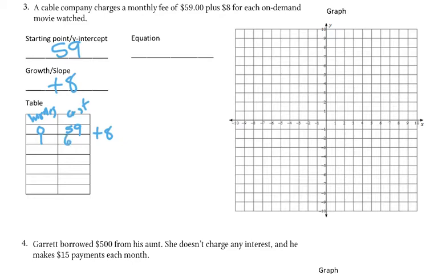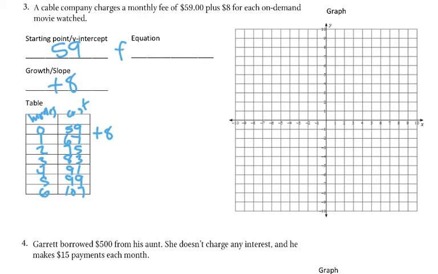Okay, so that would be 67. Then that would be 75, then 83, then 91, 99, and 107. So if you watch 6 movies, it would cost $107.